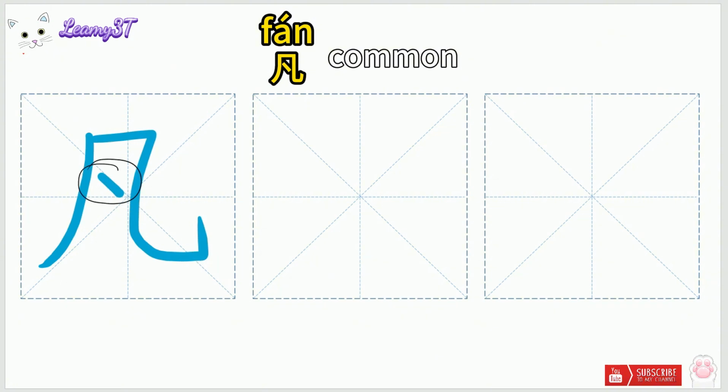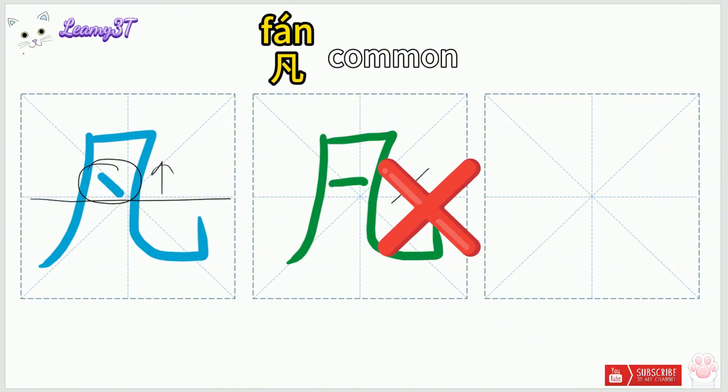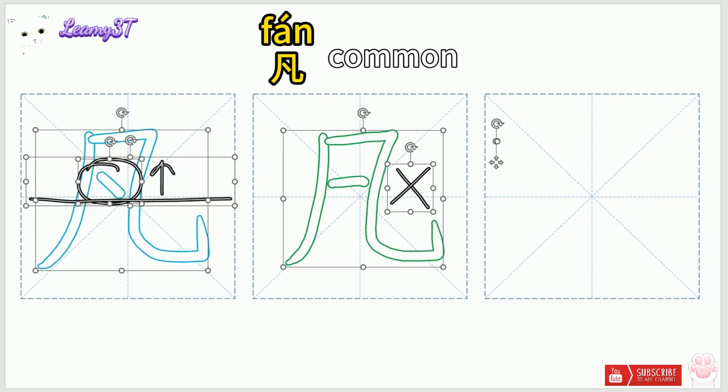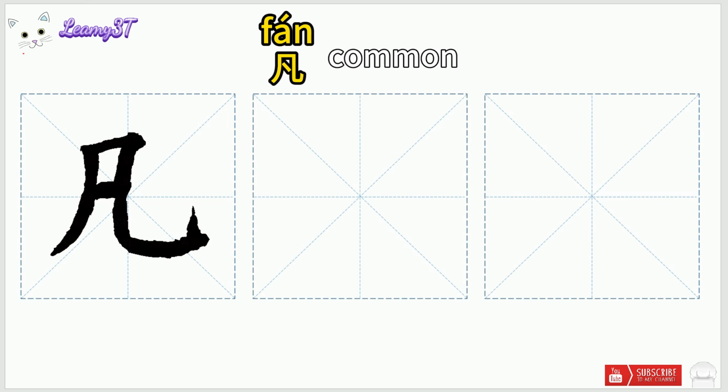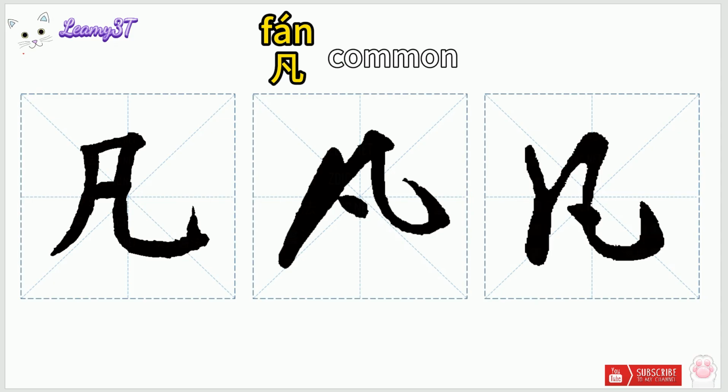which should be placed slightly above the middle. When writing 点, it should be angled, not horizontal like this. Otherwise, it becomes a 横, which is wrong. In calligraphy, 点 in this character varies widely. It can connect both sides. It can sit in the middle. It can even creatively cut through other strokes.